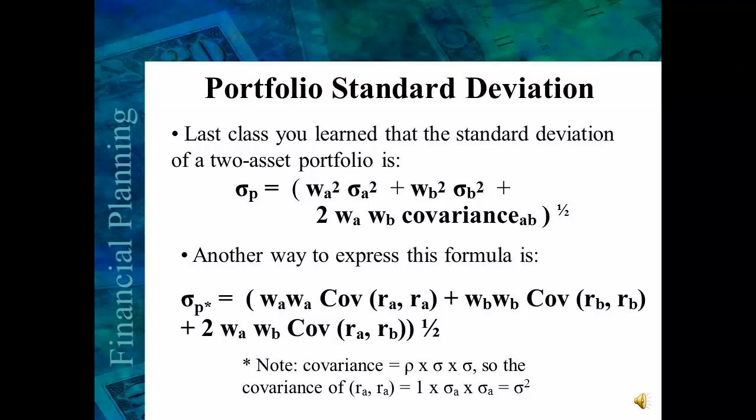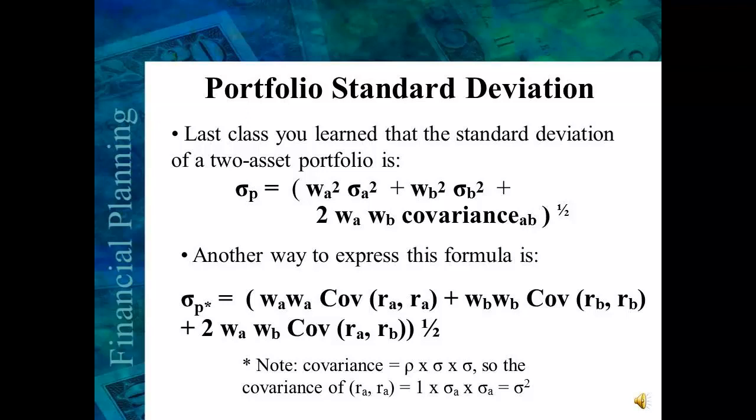This term is 2 times the weight of asset A times the weight of asset B times the covariance of AB. Another way to express this formula is the squared weight of asset A times the covariance of asset A with itself plus the squared weight of asset B times the covariance of asset B with itself plus 2 times the weight of asset A times the weight of asset B times the covariance of asset A to asset B.